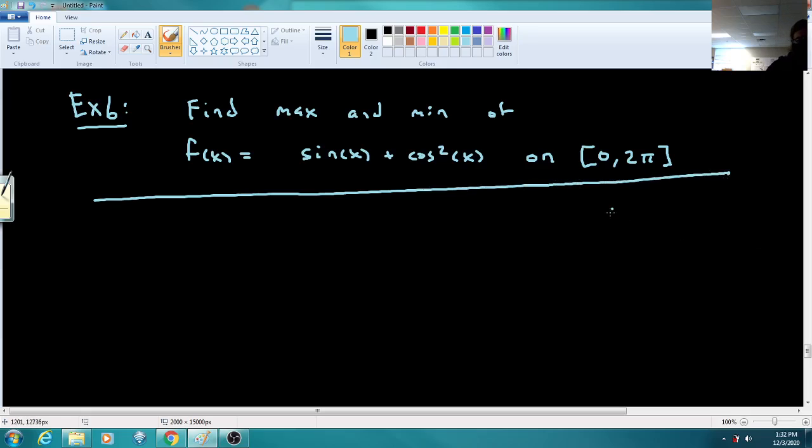So we've got our endpoints. They told us 0 to 2 pi is the interval, so the endpoints are 0 and 2 pi. We've got to include those.